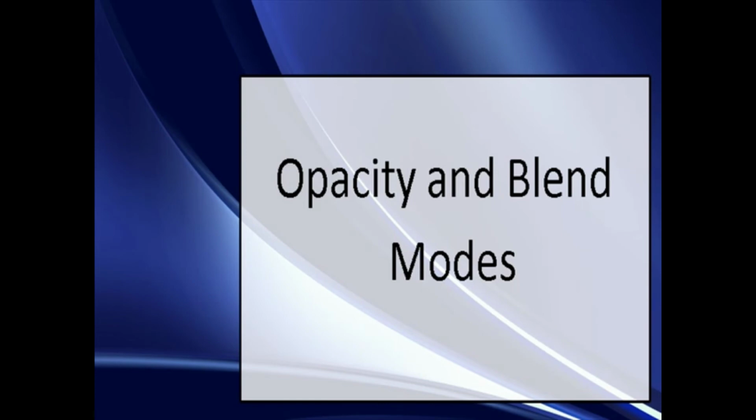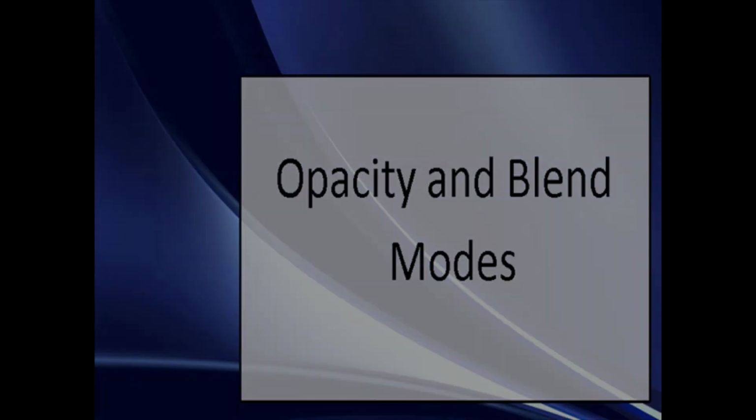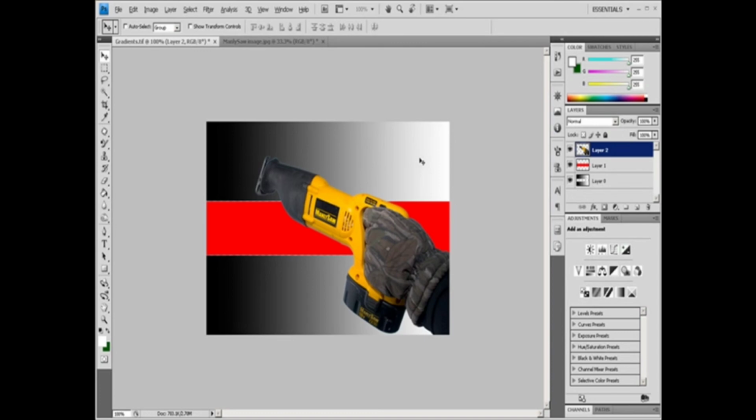Video 9. Opacity and Blend Modes. Specify opacity for a layer or group. A layer's opacity determines to what degree it obscures or reveals the layer beneath it. A layer with 1% opacity appears nearly transparent, whereas one with 100% opacity appears completely opaque.